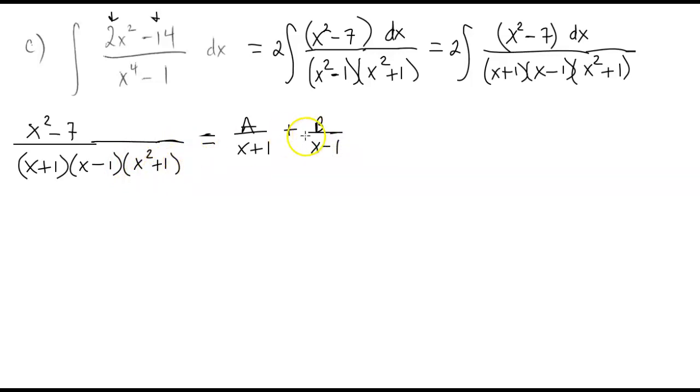Now, for the quadratic factor here, what we have to do is, in the numerator, we have to write an expression that is 1 degree lower than the degree of this particular factor. So since x squared plus 1 is of degree 2, then we are going to have to write a general linear expression of degree 1, which will look like this. So that's how we actually deal with those irreducible quadratic factors in the denominator.